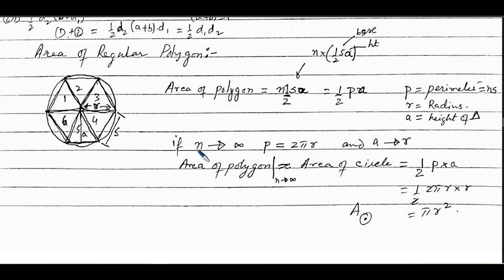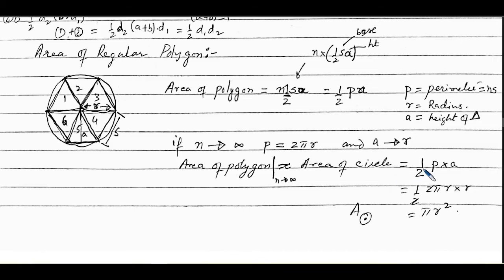What do I mean by n tending to infinity? It means many sides, not only 6 sides here but many. You make this chord, this s, smaller and smaller. So the area of the polygon, as n tends to infinity, will become the area of a circle.